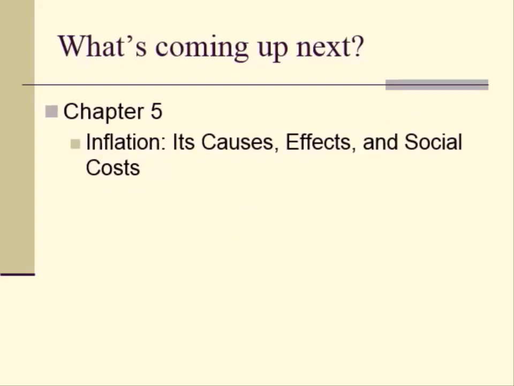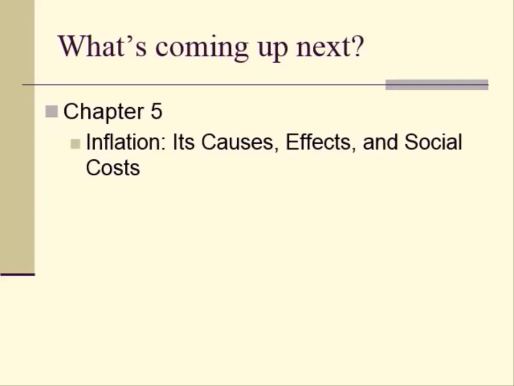Now this completes chapter 4. So what's coming up next? In chapter 5, we'll learn the classical theory of inflation. When we say classical, we assume prices are flexible and markets clear, and it applies to the long run. So chapter 5's model is a long run model.